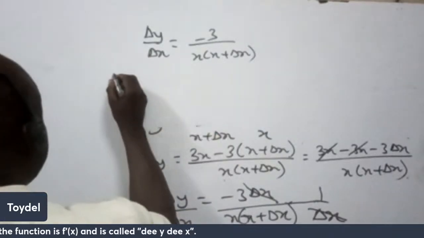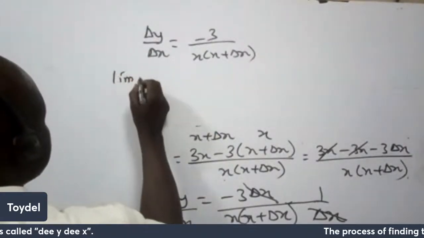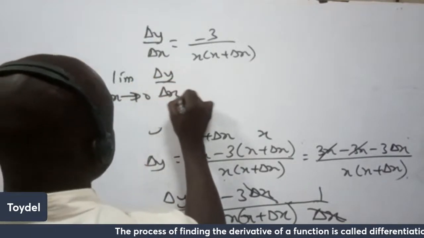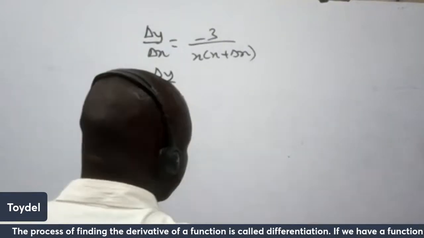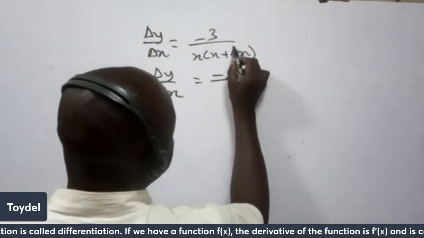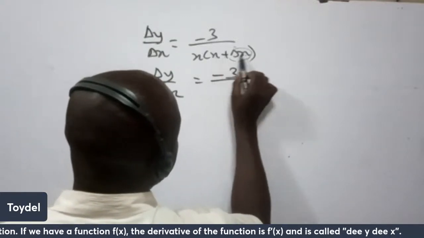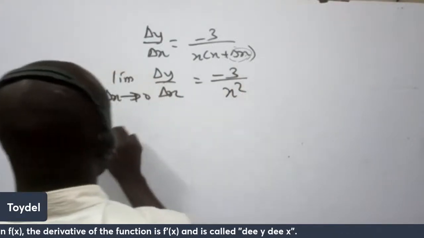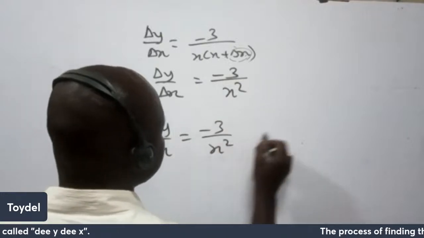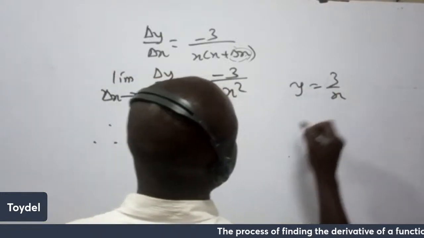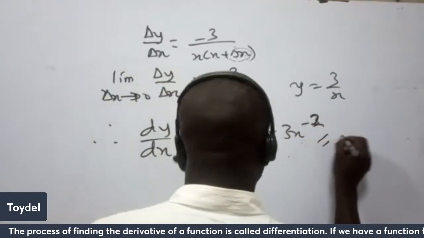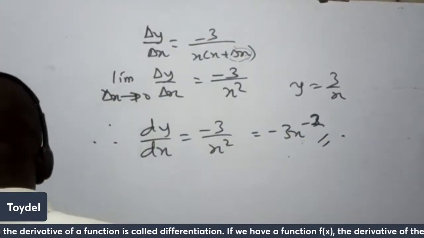Then, if you now find the limit as delta x tends to 0 of delta y all over delta x, it simply means that wherever we have delta x, it returns to 0. We are going to have minus 3 all over, delta x here changes to 0, so x plus 0 is x. We have x times x, that's x squared. Therefore dy dx, which is the limit, is minus 3 all over x squared. So if y is equal to 3 all over x, dy dx is minus 3x raised to minus 2.